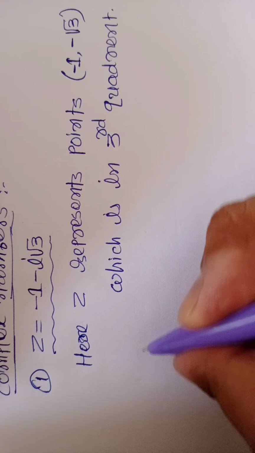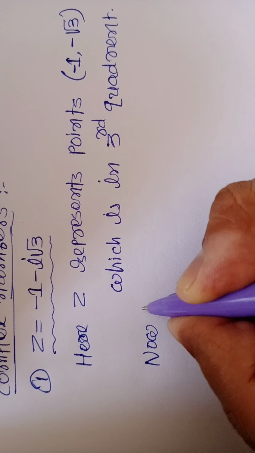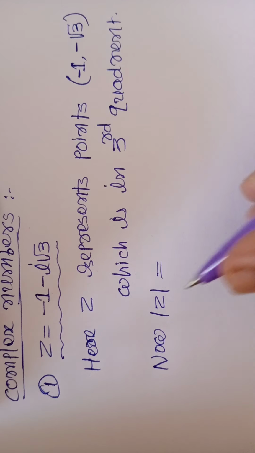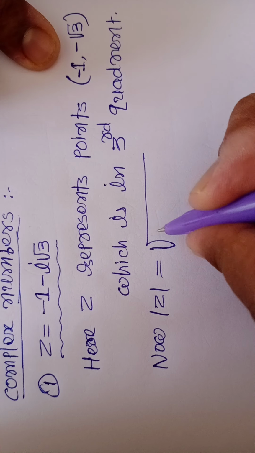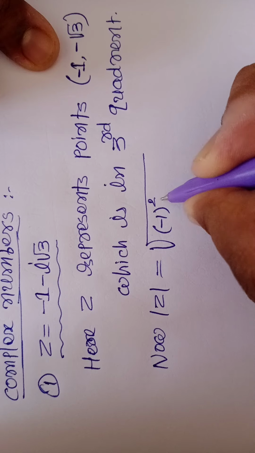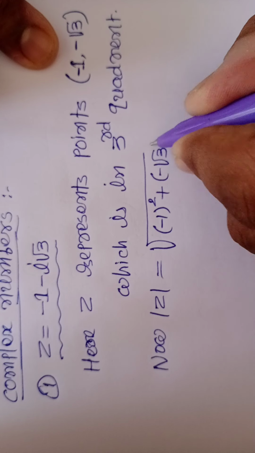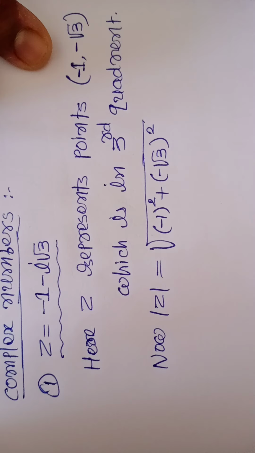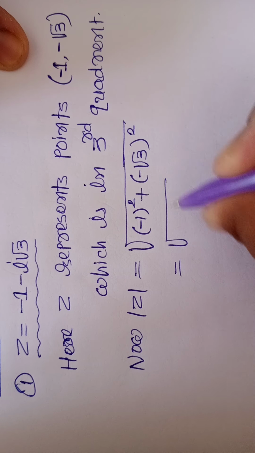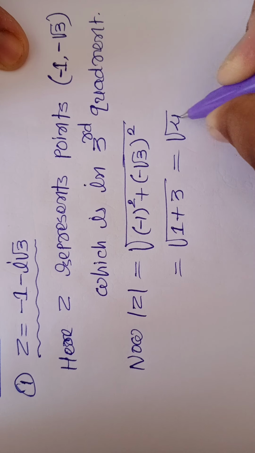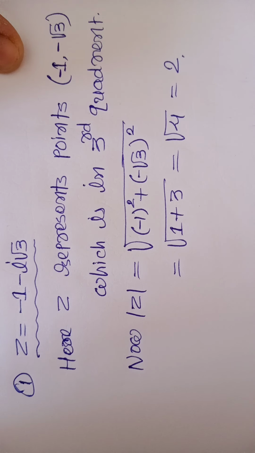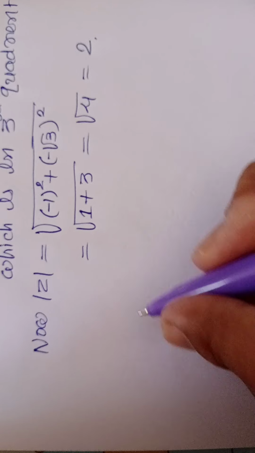So now modulus z. What is modulus z? Under root a square plus b square. So under root of (-1) square plus (minus root 3) square, right? I think you know easily, that is 1 plus 3, 4. And the square root of 4 is 2. So 2 is the modulus of the complex number. Very simple.